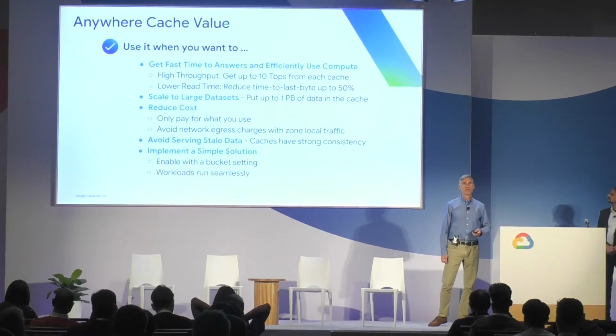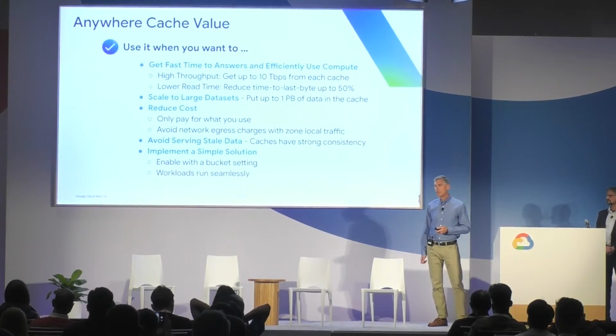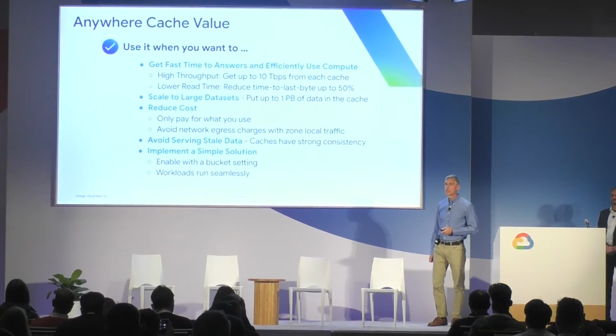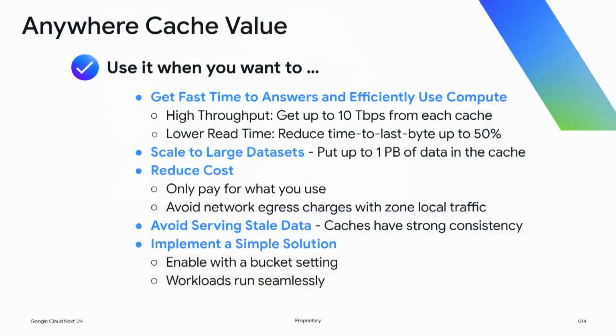So when would you want to use it? You want to use the anywhere cache in order to get fast time to answers and efficiently use your compute resources. The anywhere cache can serve up to 10 terabits per second per cache. This means if you have 4 caches enabled, for example, on a bucket, that bucket can get 40 terabits per second from all the caches in aggregate. This is far more than you can get from most other caches.